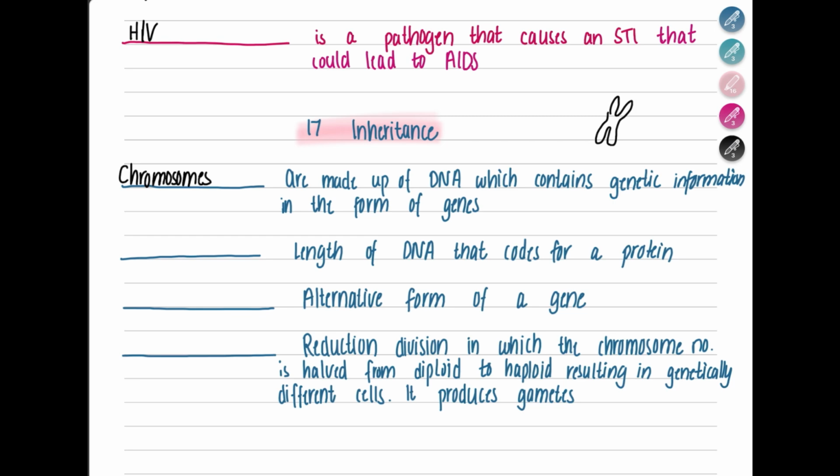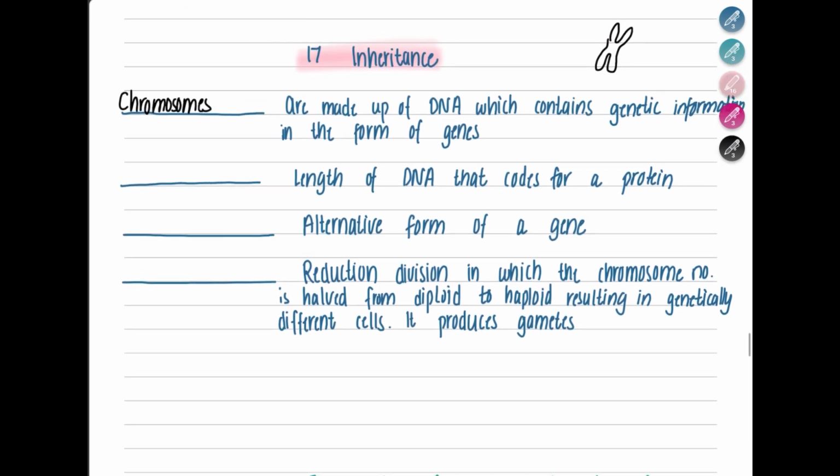Dash is a length of DNA that codes for a protein. So remember DNA, let's say this is a part of our DNA. It has different bases, A, T, C, G, which code for different amino acids, and a part of a DNA that codes for a protein is called a gene.